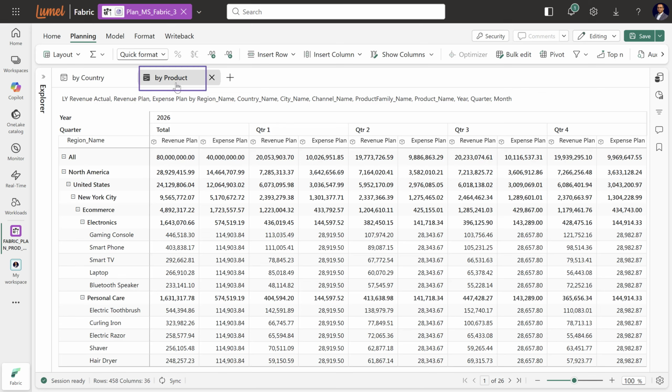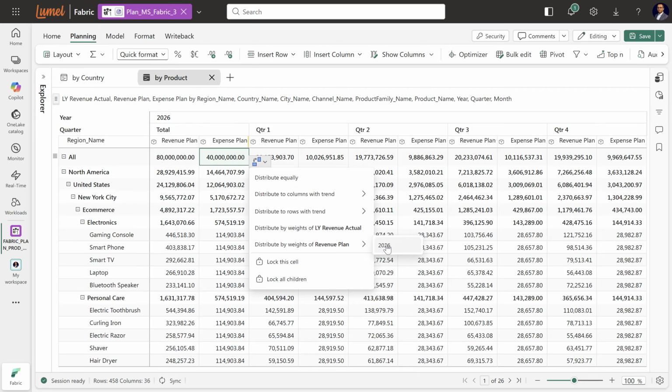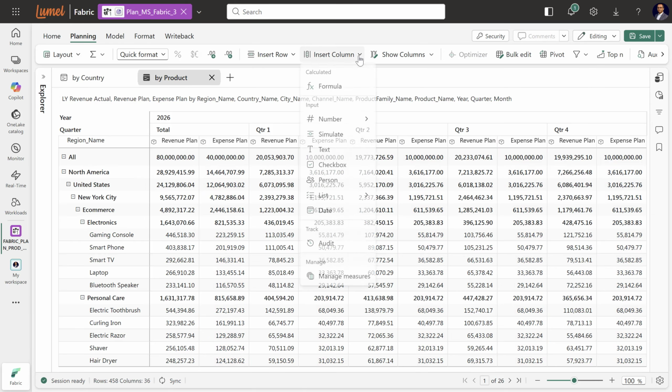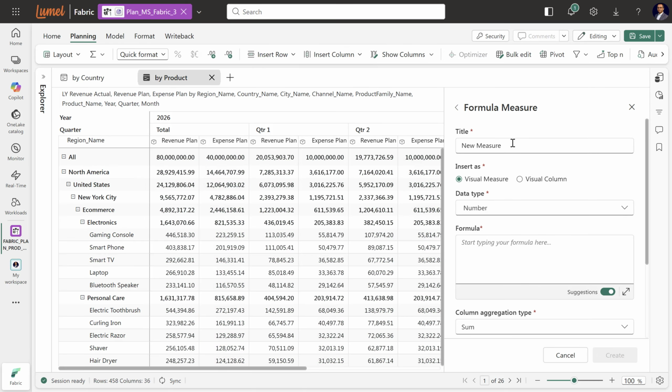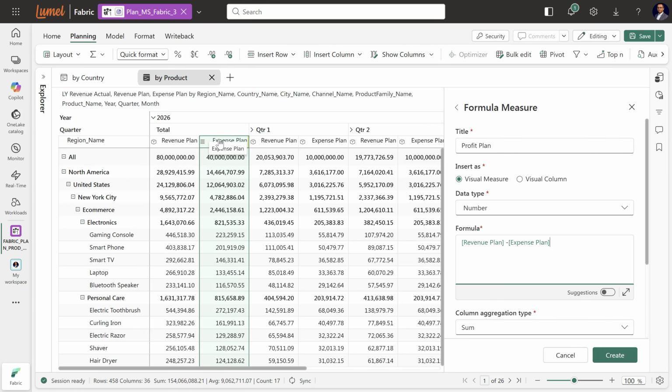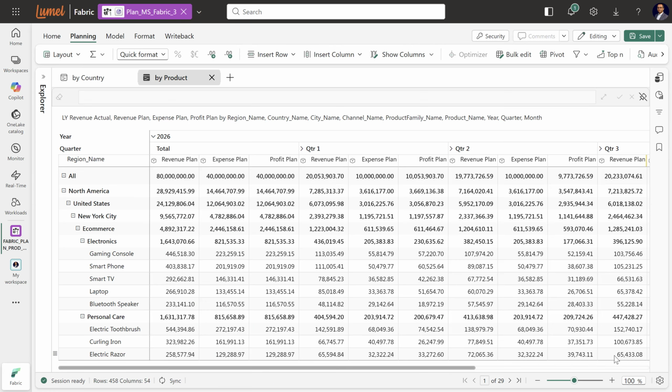When we move to the Product app, next step is to allocate the expense plan at product level by using the weights of revenue plan. Finally, we can create profitability measure with a simple formula: revenue plan minus expense plan. This gives us the expense allocation and profitability evaluation at the product level.